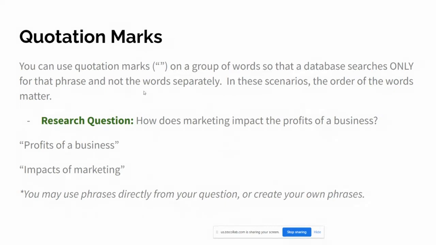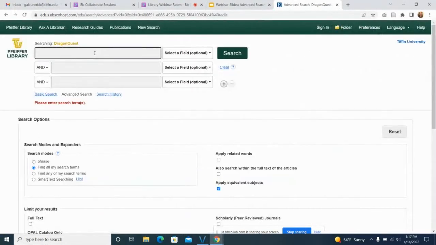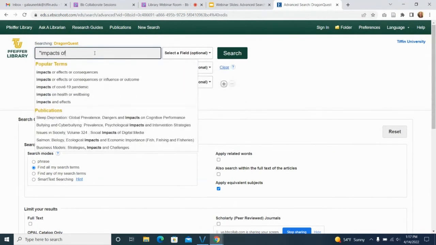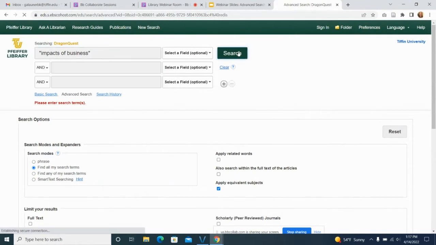I'm going to go ahead and do a search just to demonstrate the quotation marks. I'm going to go to an advanced search in Dragon Quest and just type it in. I will do "impacts of business," and I'm going to keep the quotation marks in here. I'm not going to apply any other filters for now. I'm just going to show the quotation marks.